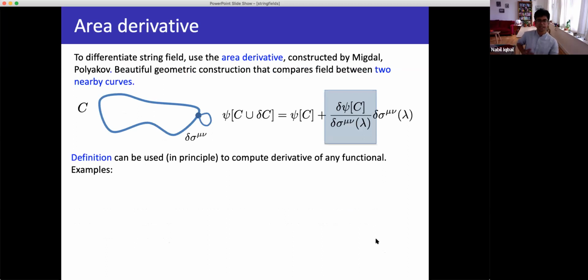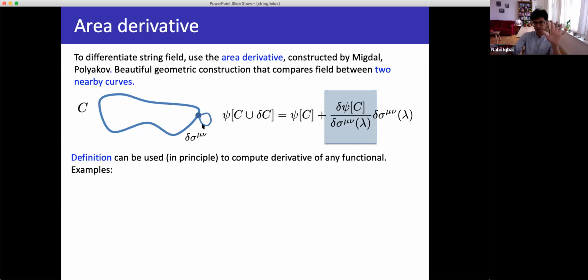It turns out that I'm going to have to differentiate this string field, right? Because if I want to write down a theory, I need to have a kinetic term for my degree of freedom. And this kinetic term is going to come from something like this. So how do I differentiate a functional of curves? It turns out the required machinery was already constructed by people like Iqbal and Polyakov many years ago. It's something called the area derivative.